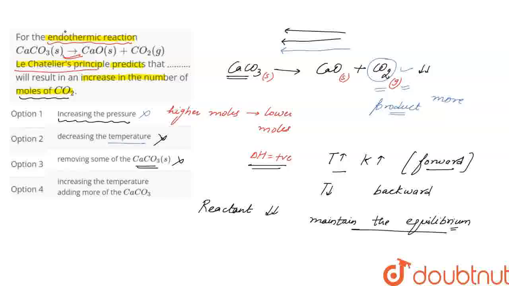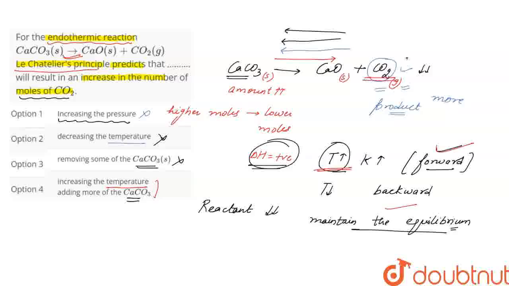In the last option, given is increasing the temperature and adding more of the calcium carbonate. As this is an endothermic reaction, if we increase the temperature, the reaction goes in the forward direction. And if we add more calcium carbonate, that means on the reactant side the amount is increasing, and if the amount increases, then the reaction shifts in the forward direction to maintain the equilibrium. In both cases the reaction goes in the forward direction. That means the number of moles of CO2 are increasing.